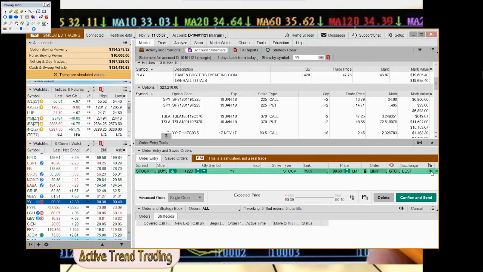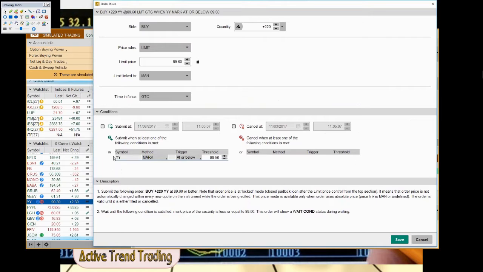Well, what else am I doing? I want this order to trigger only if YY drops to the midsection of that candle or slightly below the existing 820 combo, $89.50. Now I'm going to put that out there as an order, good till canceled, but I will be checking that again on Monday if I'm not filled today, and I may be adjusting that.